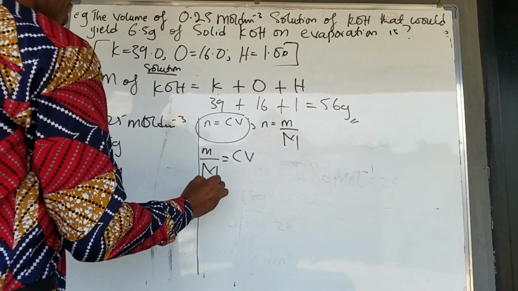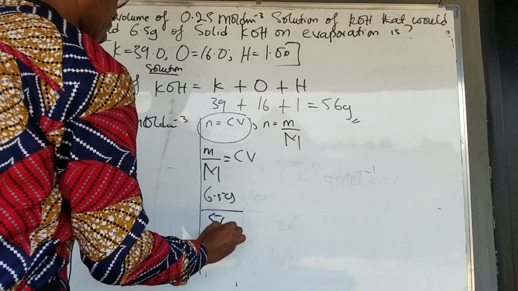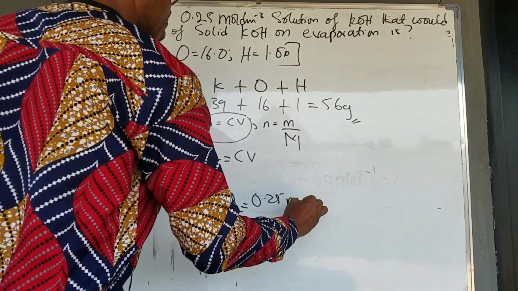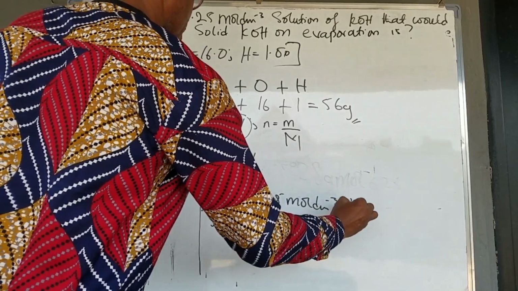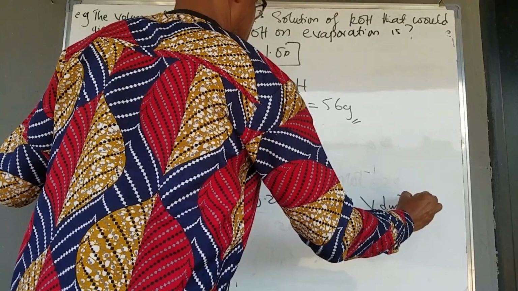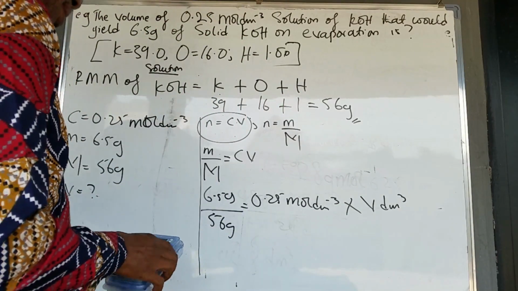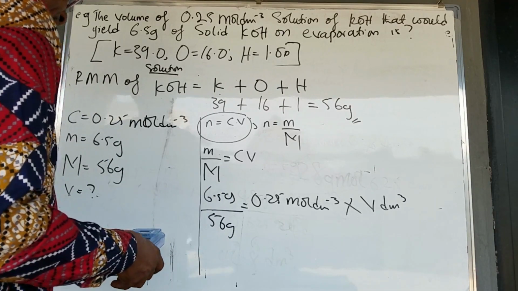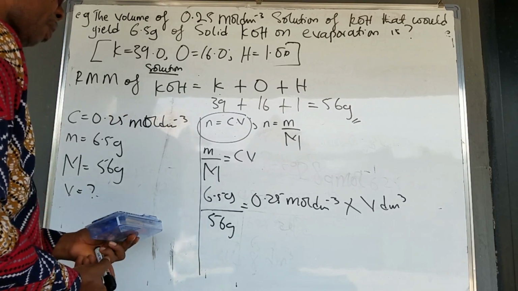So what's m? m is 6.5 gram. Big M is 56 gram. Is equal to C, which is 0.25 mole per dm³, multiplying with V, and we know that we are actually looking for this V. So to make it faster and easier for me, I will first of all get the value of this. So 6.5 divided by 56 absolutely will give me 0.116.